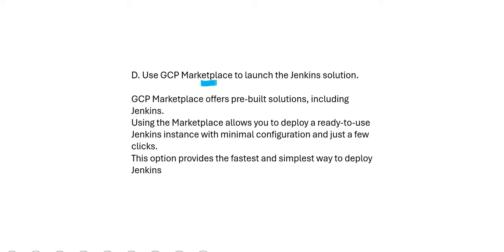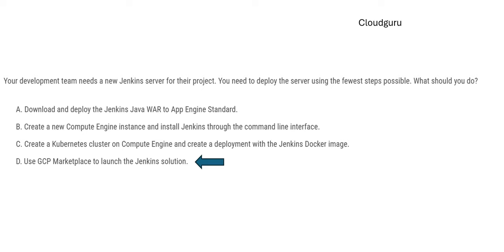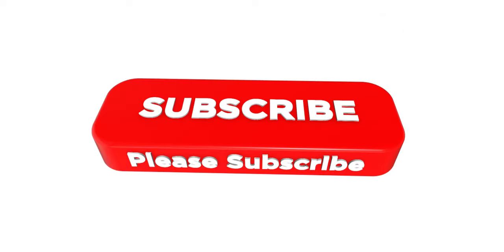So option D is the best. Go to marketplace and launch Jenkins solution. So GCP marketplace has pre-built solutions which also include Jenkins. So using the marketplace, you can deploy a ready-to-use Jenkins instance with minimal configuration. So this is fastest and simplest way to deploy Jenkins. So that is why our answer in this case is option D, where we will go to marketplace and launch a Jenkins solution.